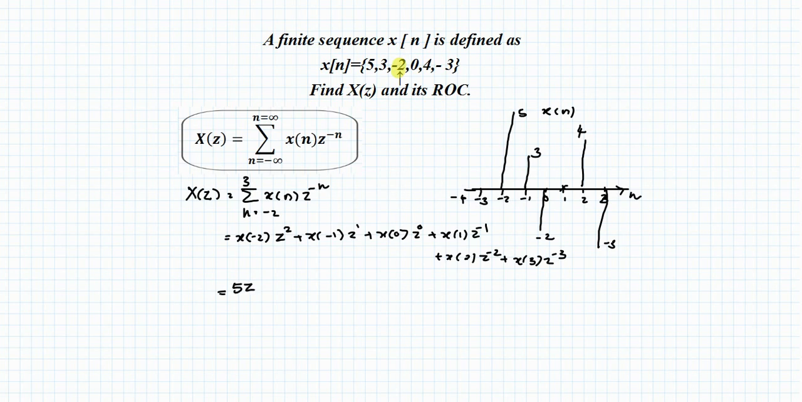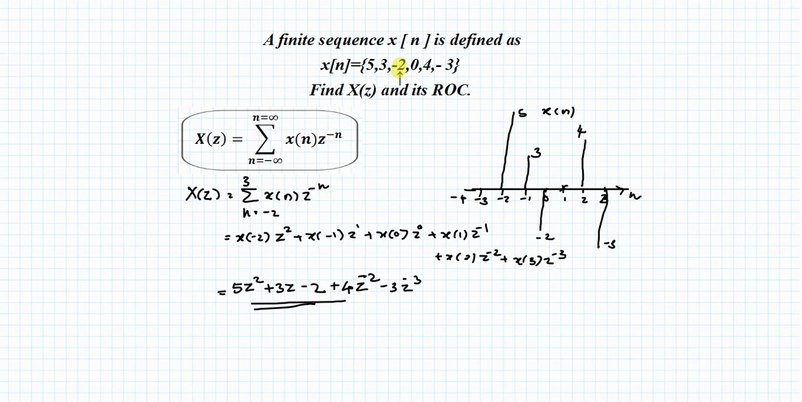So you can expand like this: 5 z squared plus 3z, and x of 0 is -2 with z raised to 0 being 1, so we write -2. x of 1 is 0, so 0 times z raised to -1 makes the whole term 0. The next term is x of 2, which is 4, so plus 4 z raised to -2, and minus 3 z raised to -3. So this is the Z transform of the signal given in the question.